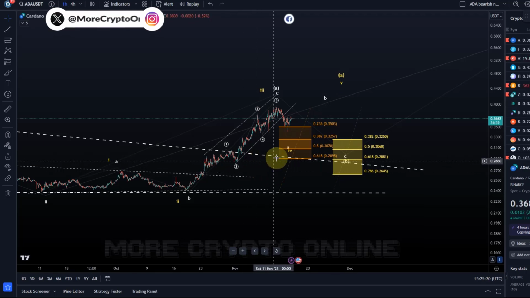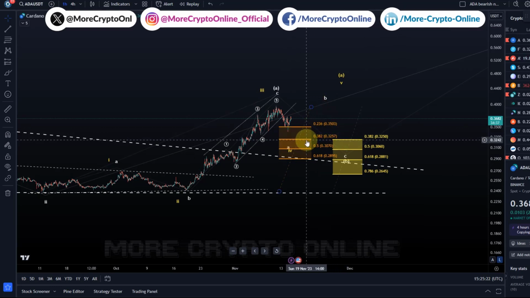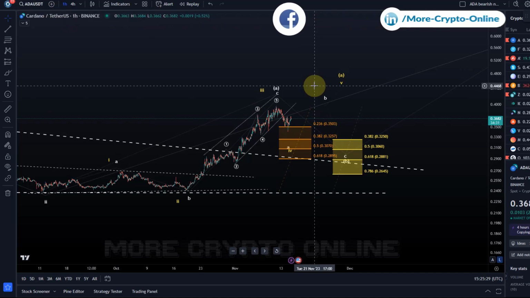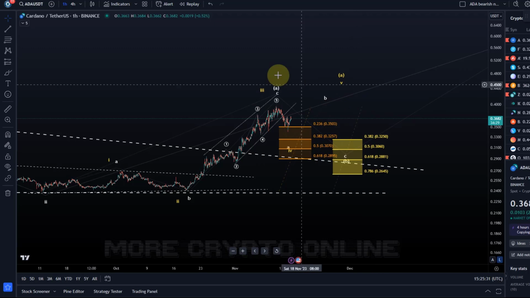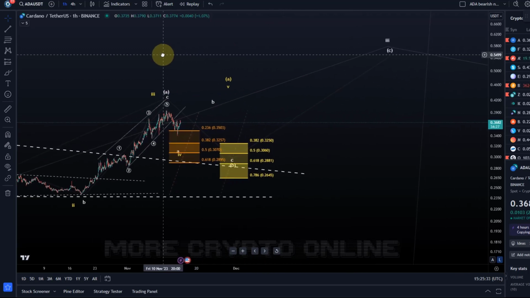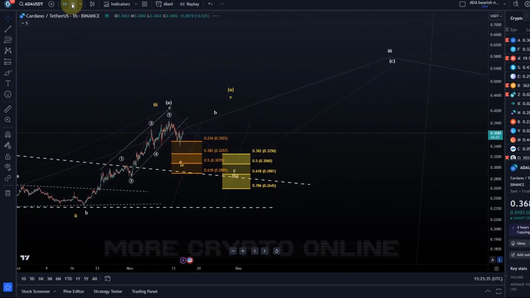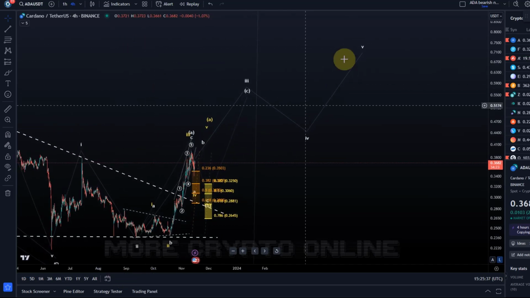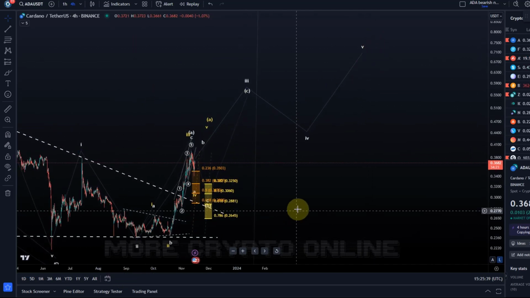On the ADA chart, we are basically still dealing with two different wave counts. Basically, it's one wave count, just two different pathways in one scenario. The base case is at the moment that we are watching for the development of a larger diagonal to the upside in a 5-wave move.